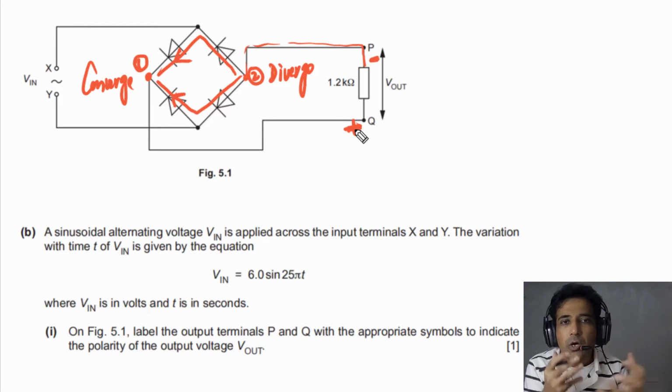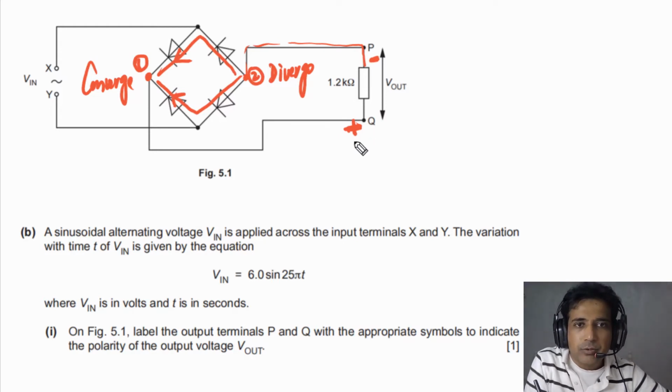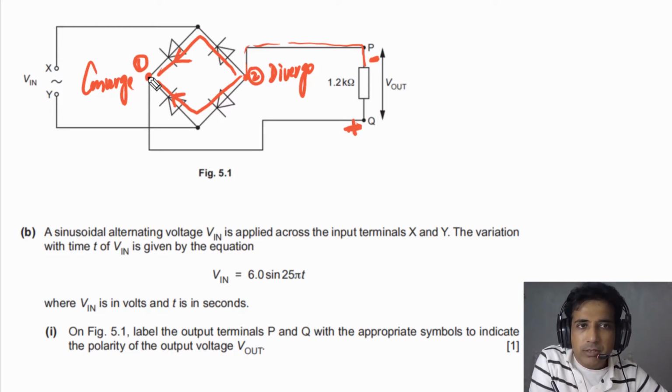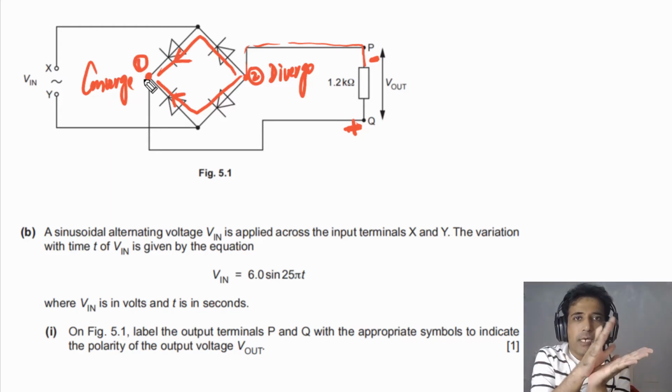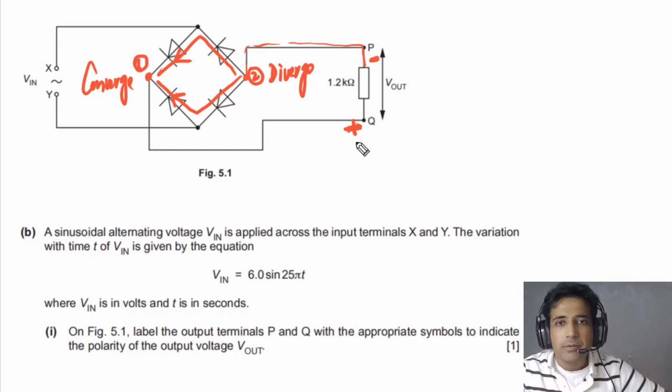So this is how you can figure out which is the positive terminal of the output voltage and which one is negative. So this one has to be positive because it is connected with this point where diodes converge, and the other is where diodes diverge. So this is how you can find out.